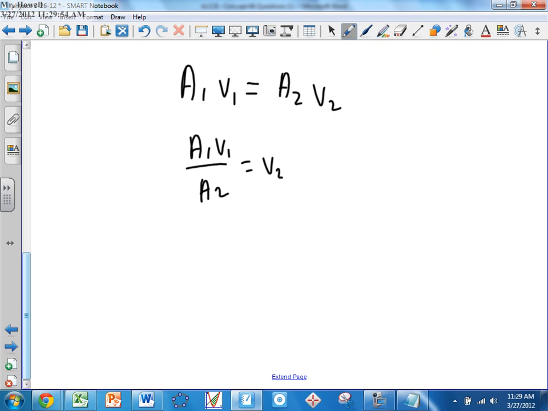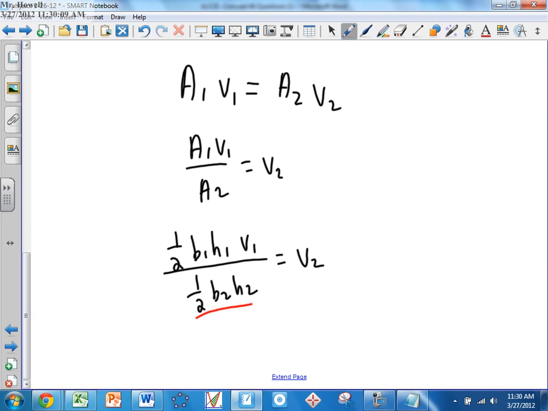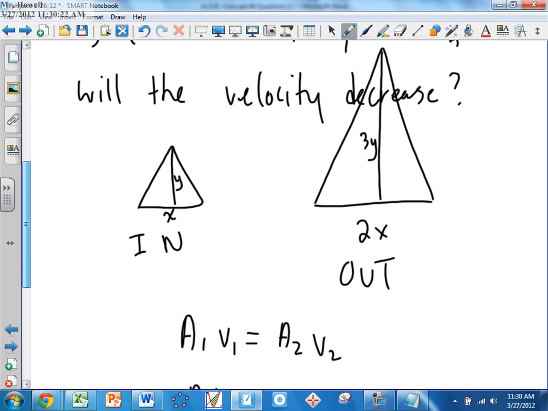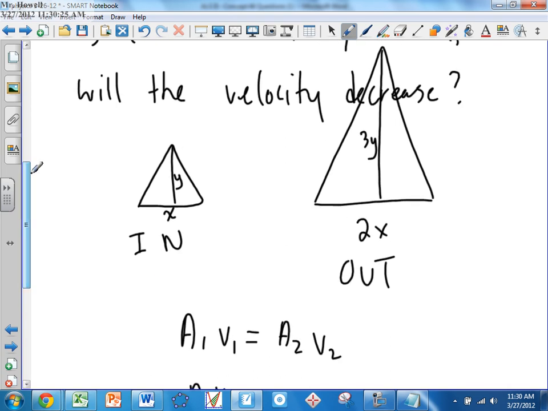So the area of each is going to be 1/2 base 1 height 1 V1 over 1/2 base 2 height 2. Again, what did I do? I did nothing but plug in my area formula, the area of a triangle. This is basic geometry. If you don't know this by memory, please memorize it. You've got to know this kind of stuff by now. Okay? Now, at this point, we know what these values are. Base 1, what did we call base 1 back in our diagram? And what do we call height 1? Again, this was base 1, this was height 1. And then over here, that's base 2 and that's height 2. Go ahead and plug them in.